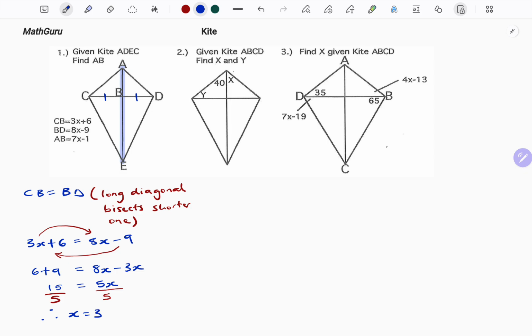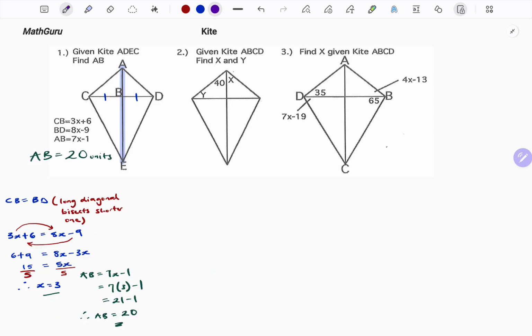X equals 3. But note that the question says, find AB. AB has been given as 7x minus 1. We've been able to find the value of x as 3. So we have that as 7 times 3 minus 1. 7 times 3, that's 21, minus 1. Therefore, the length AB is equal to 20 units.